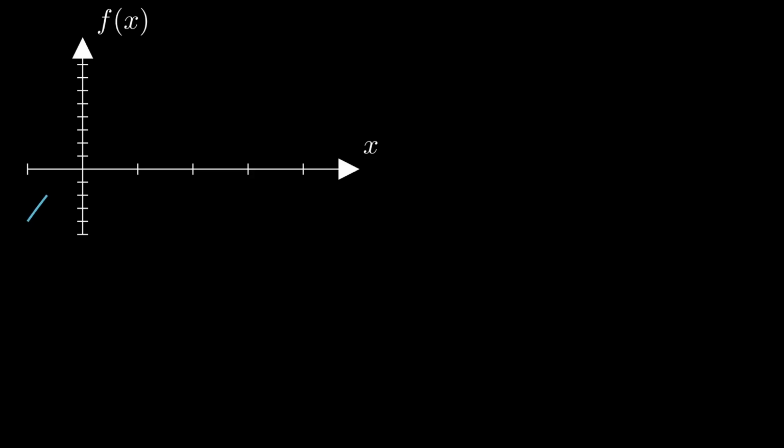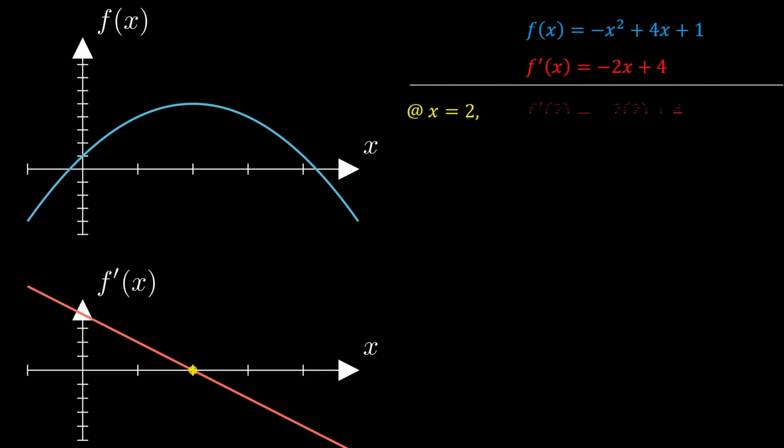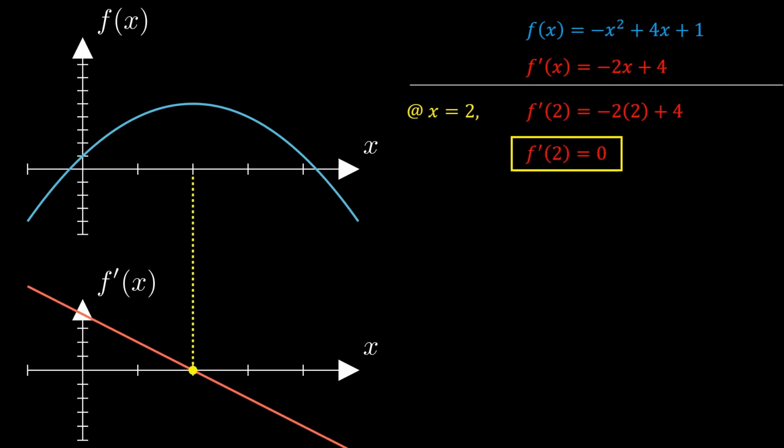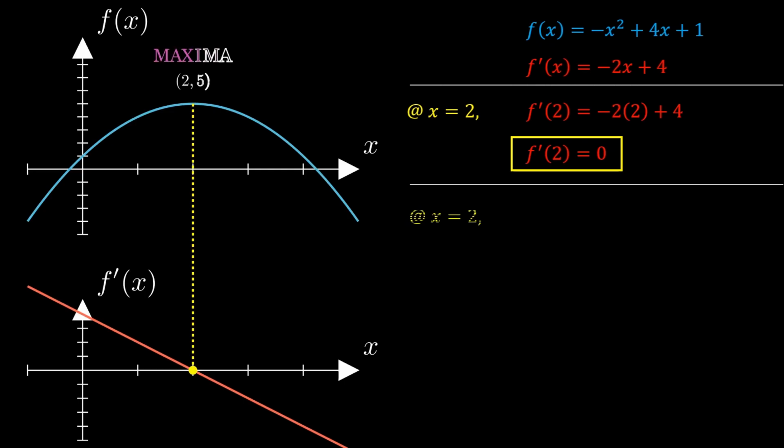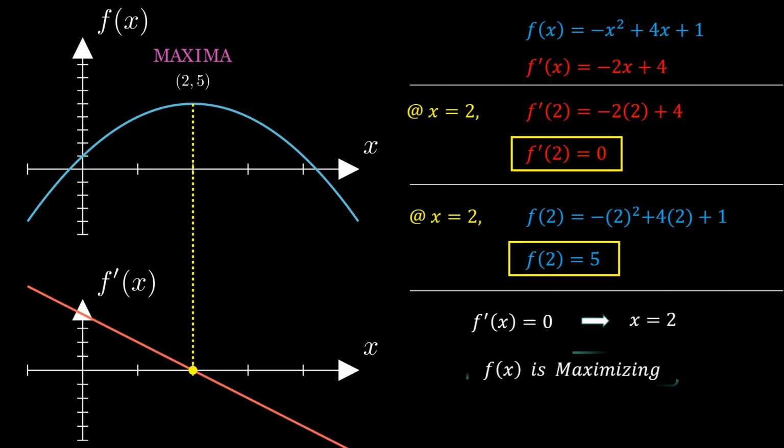Now, if we plot the graph of the derivative f for different values of x, we get a straight line that intersects the x-axis at x equals 2, or in other words, the value of f dash of x is equal to 0 at that point. But wait, the function has its maximum value at x equals 2 itself. So, we can say that by putting f dash of x equals 0, we get some value of x at which the function is maximizing.